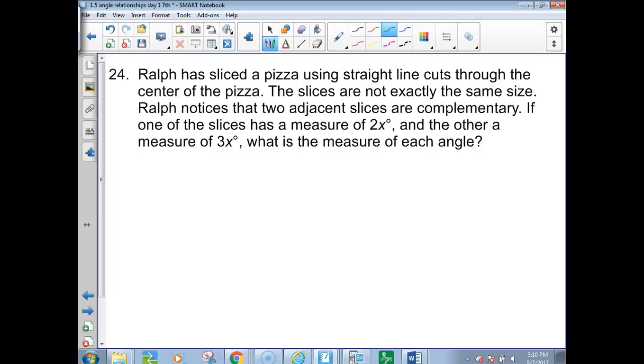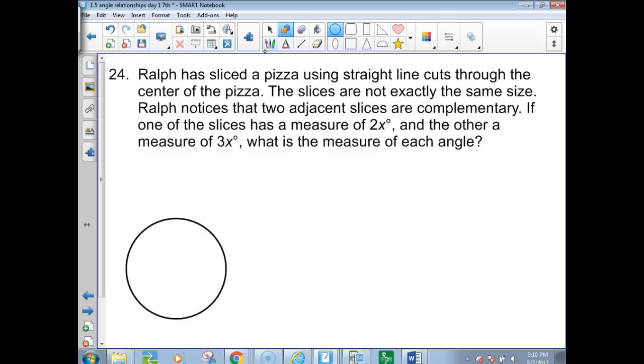Okay. Ralph has a slice of pizza using straight line cuts through the center of the pizza. Oh, I could do that circle thing again. We got a circle. All right. It says that Ralph cuts some straight lines, but they weren't all the same size, and he noticed that two adjacent sides are complementary. Complementary means they add up to 90. We need to know the word. So you notice two of them made a right angle. One's different than the other. Then he said one is 2x and one is 3x.